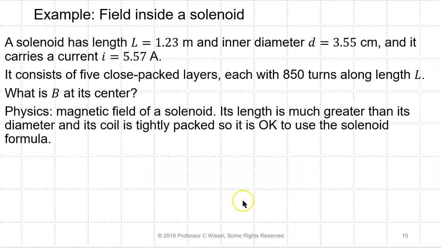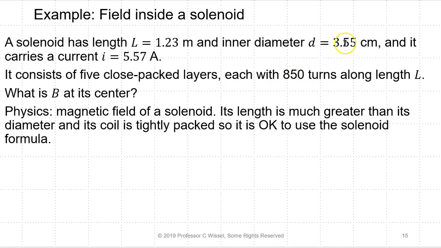So here we have another example. A solenoid has a length L of 1.23 meters and inner diameter of 3.55 centimeters. It carries a current of 5.57 amps. It consists of 5 close-packed layers, each with 850 turns along length L. What is B at its center?